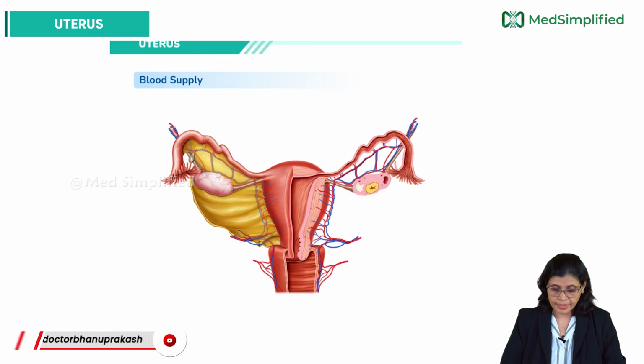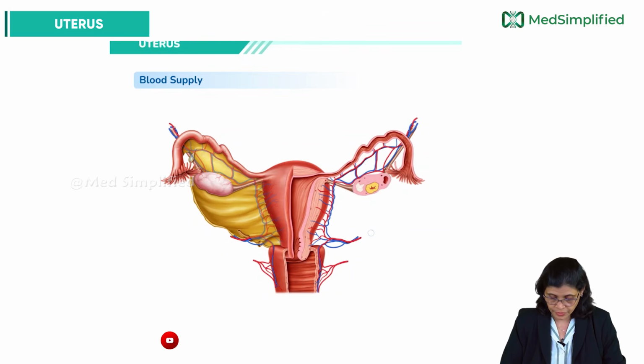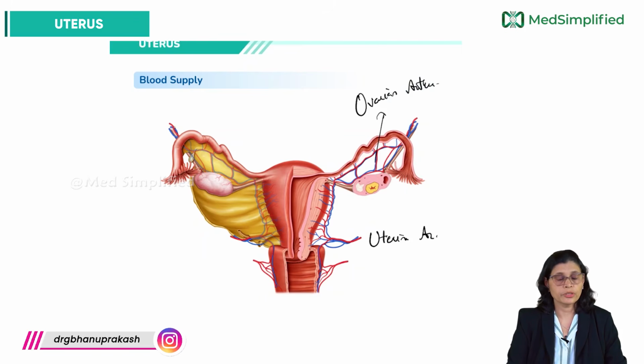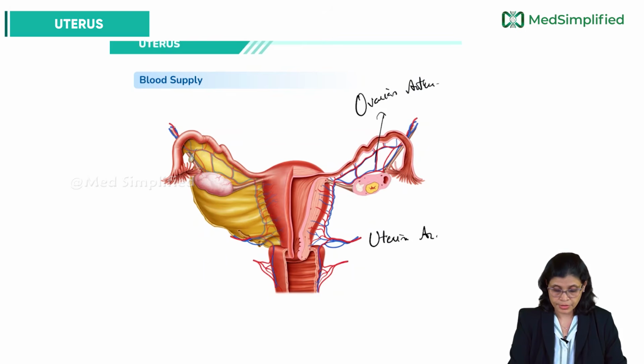So coming to the blood supply. The blood supply of the uterus is by two uterine arteries, the right and left uterine arteries, and the right and left ovarian arteries. Here we can see the uterine artery, and here we have the ovarian arteries. So two uterine arteries and two ovarian arteries supply the uterus.